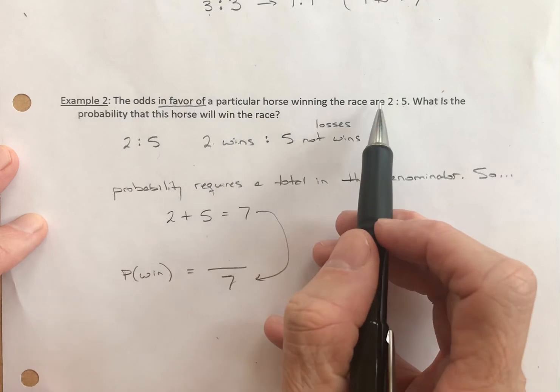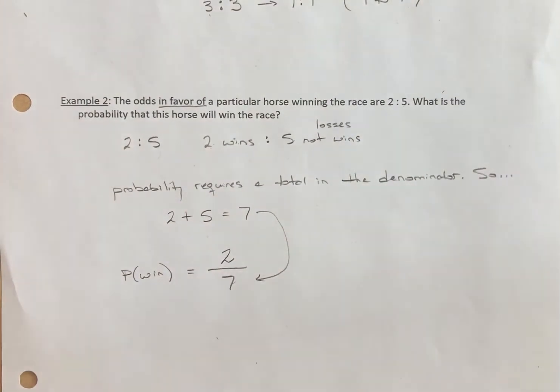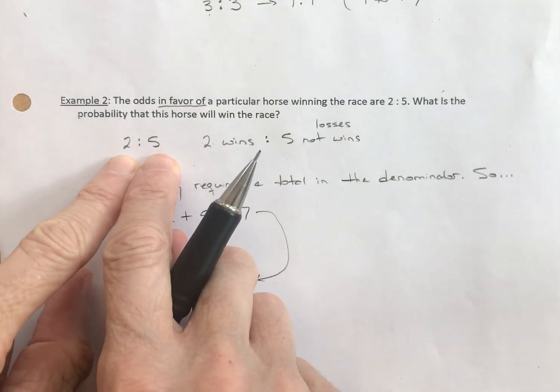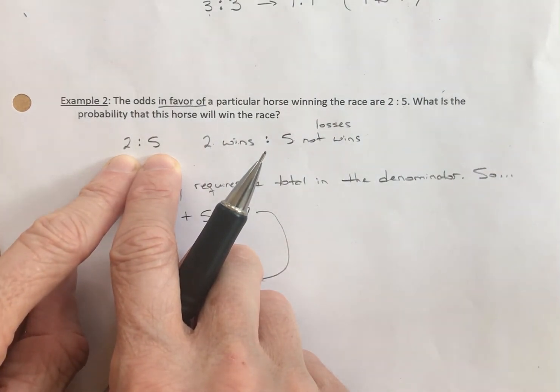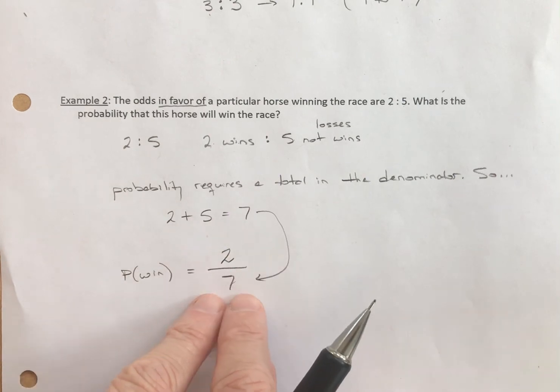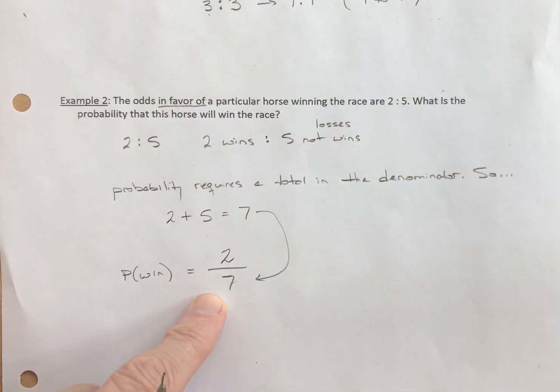Well, it says up here we have 2 wins to 5 losses, so the 2 goes up here. So in odds language, winning, 2 to 5. In probability language, the probability of winning, 2 out of 7. The difference between these is the 5. So again, odds do not contain the total. You need to do some adding to get the total.